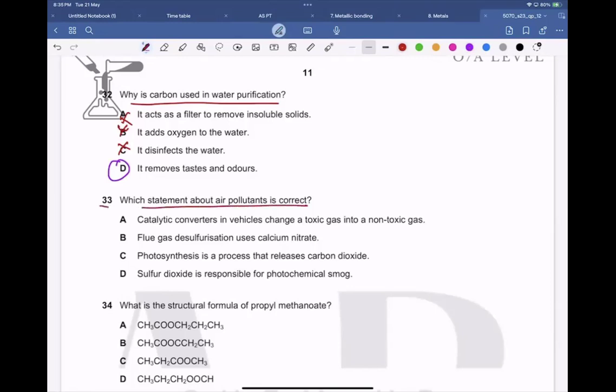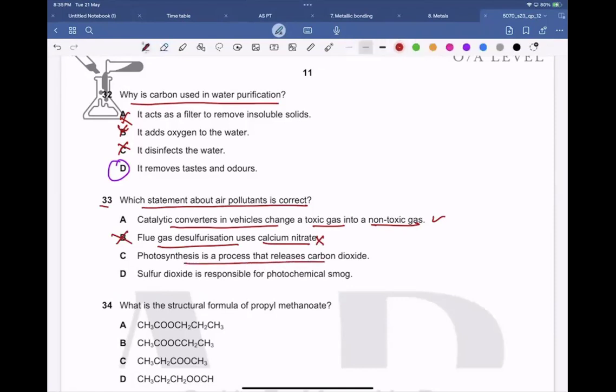Which statement about air pollutant is correct? Catalytic converter in vehicle changes the toxic gases into non-toxic gas. Yes, this can be a possibility because carbon dioxide and nitrogen is formed. Flue gas desulfurization uses calcium nitrate. No, it uses calcium carbonate, not calcium nitrate.